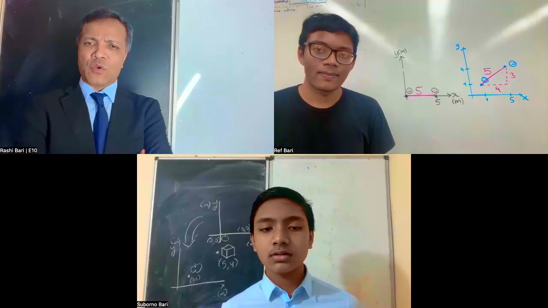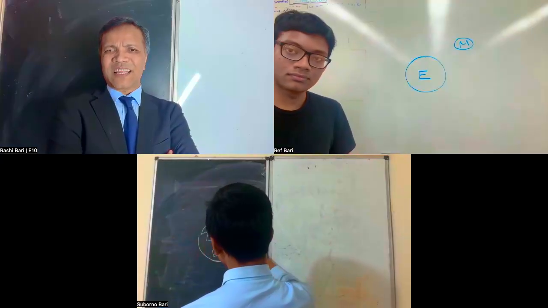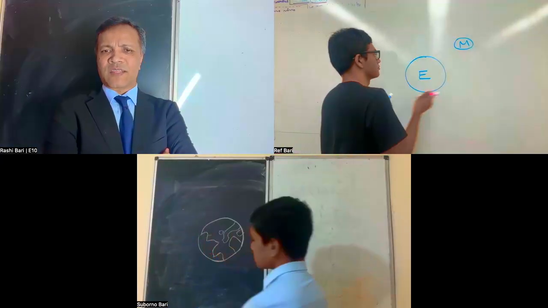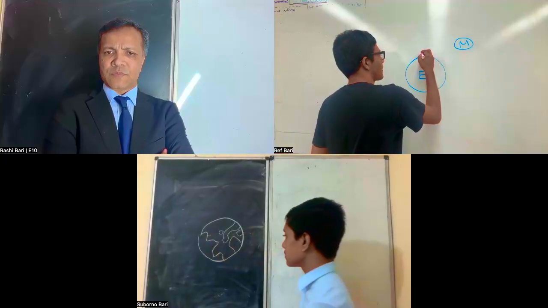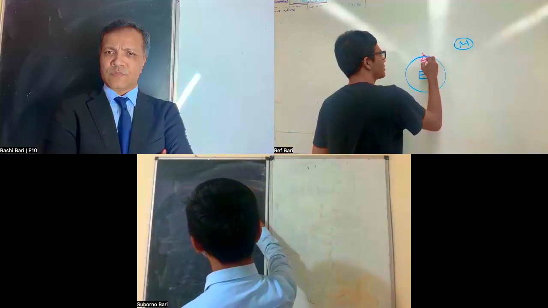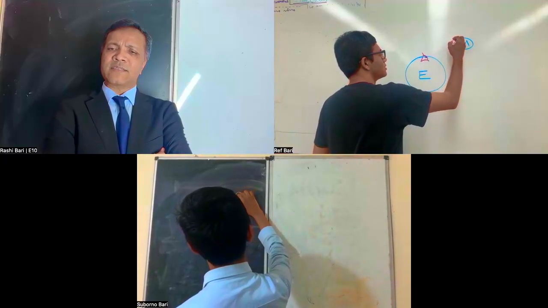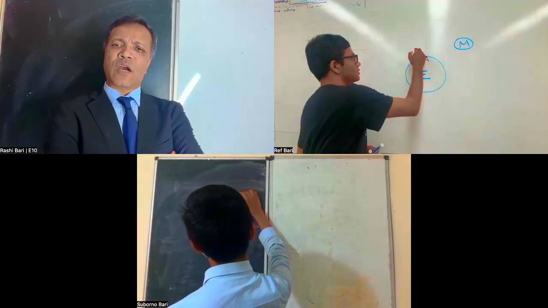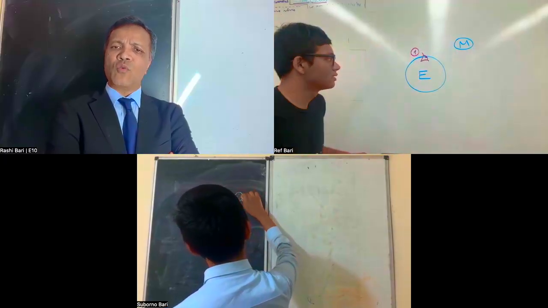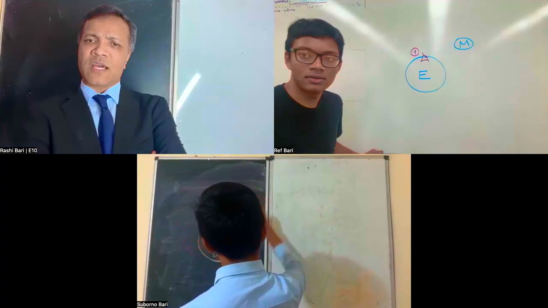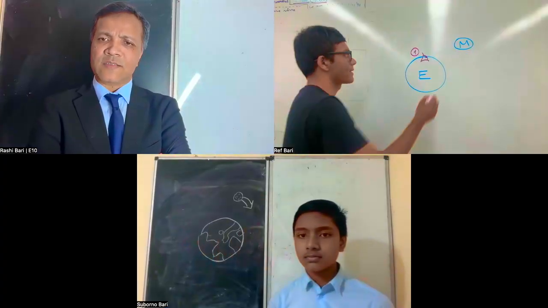Can we do Earth and Moon? One observer on the Earth, one observer in the middle of Earth and Moon, and one observer in the spaceship. One observer on Earth sees that the Moon is moving around the Earth like a circle. Can you draw that? Okay, like a circle.